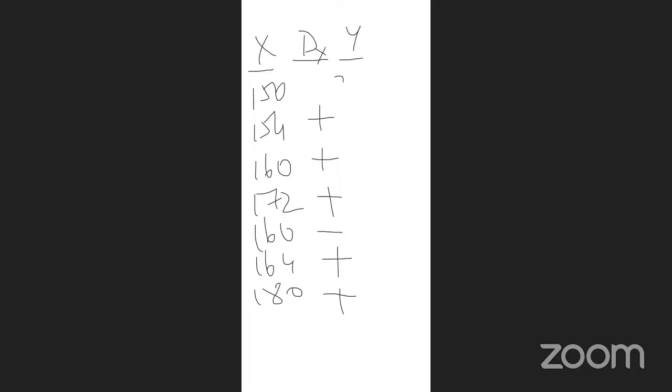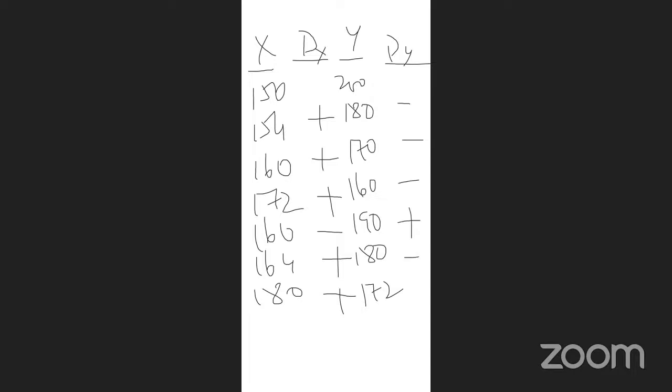Y is 200, 180, 170, 160, 190, 180 and 172. Now let us work out the deviations for dy. The first one we will leave. There is a decrease, so we put a minus sign. Again a decrease, minus sign. 170 and 160, a decrease, minus sign. 160 to 190 is a plus sign. 190 to 180 is a minus sign. 180 to 172 is a minus sign. This is how we have to work it out.